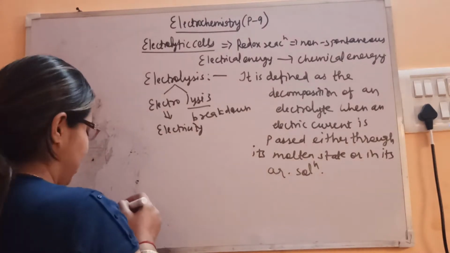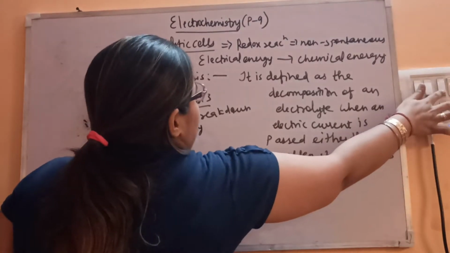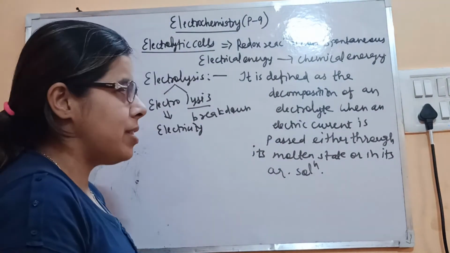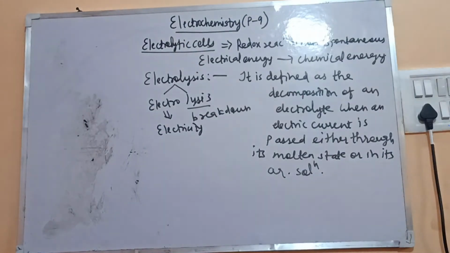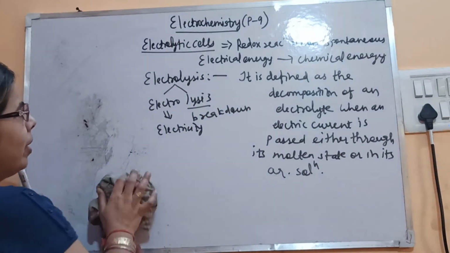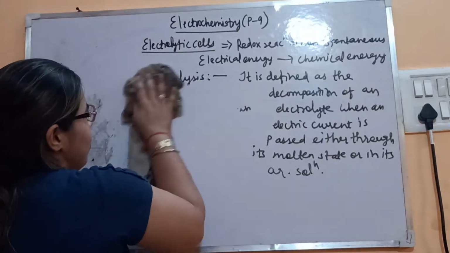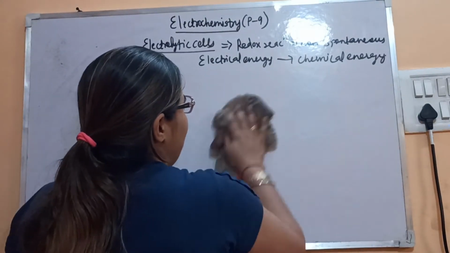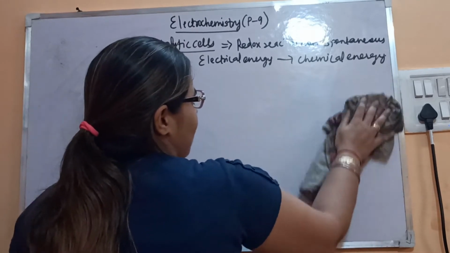So let's start discussing this process, what are the reactions which take place at the anode and what are the reactions which take place at the cathode. Okay, so let's see the electrolysis process. This you have studied in 10th standard.